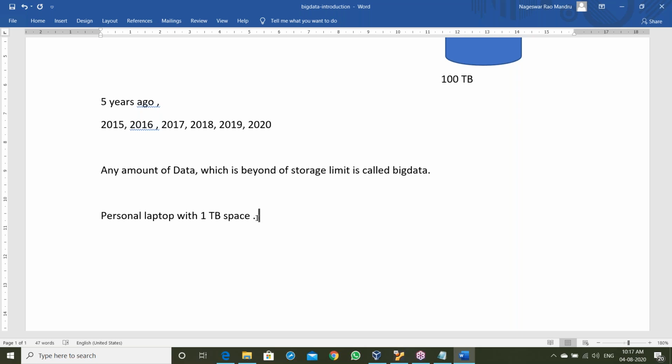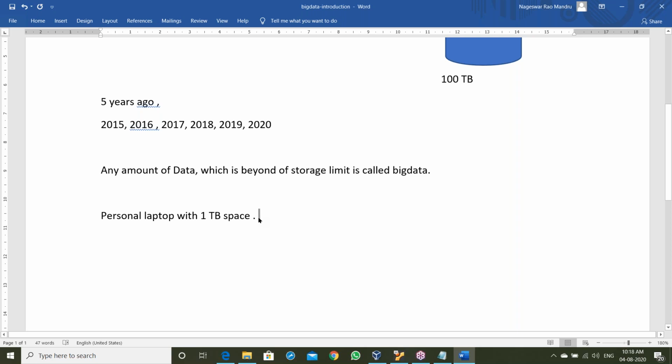Suppose the disk is filled and there is still data to store. You want to download or store some other videos, but space is not available. That means you are facing a big data problem. Your laptop disk capacity is only 1 TB, but the data is more than 1 TB.